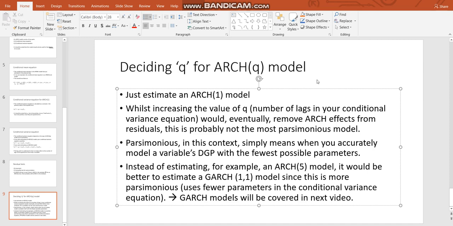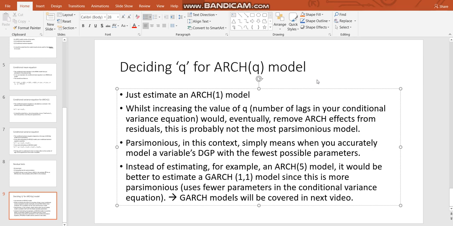I went a little bit over time in the previous video, but I was just explaining why you should probably, after you've estimated an Arch 1 model, and if your residual tests show that your model suffers from both autocorrelation as well as exhibiting arch effects, then you should probably just move on to the Garch 1-1 model.